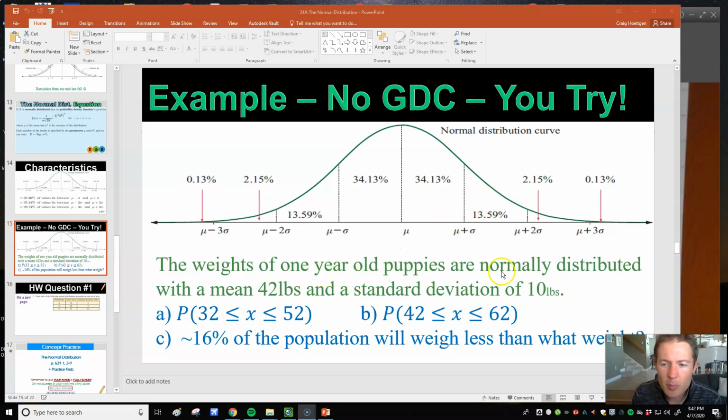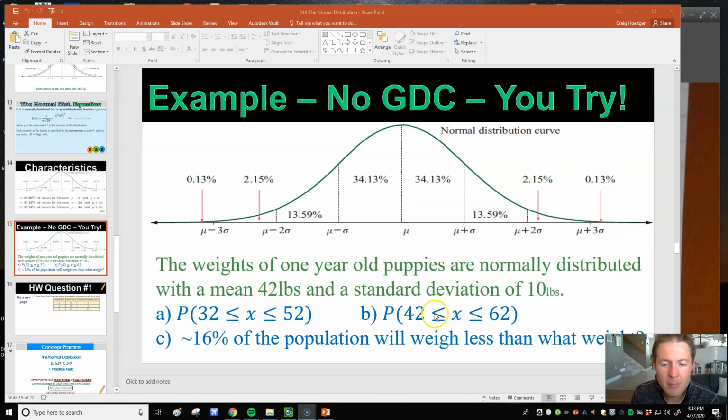The weights of 1-year-old puppies are normally distributed with a mean of 42 pounds and standard deviation of 10 pounds. What's the probability of being between 32 and 52 pounds? Well, hopefully you notice that this is 1 standard deviation below, this is 1 standard deviation above, and so we're just falling into this realm right here. So the probability of that is just these two added together, about 68%.